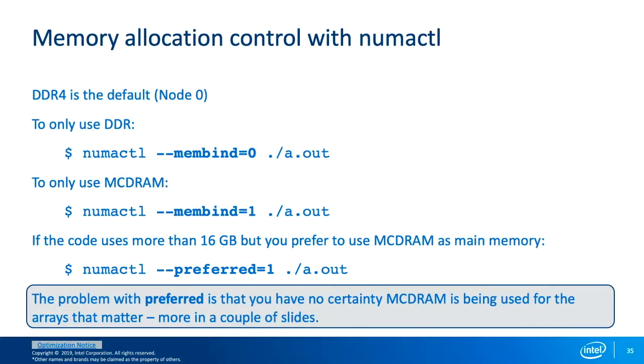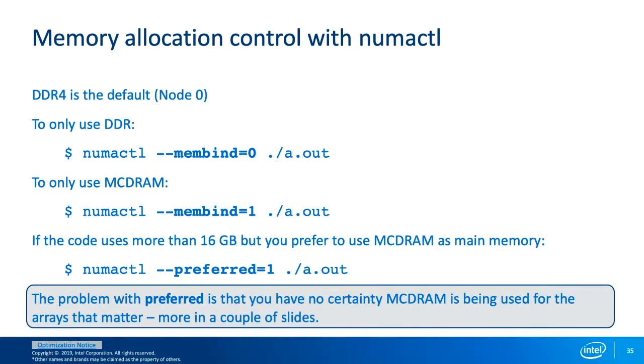And in some cases, that actually makes sense. You have a code that is very latency sensitive rather than bandwidth sensitive. This could be a benefit. If you use only MCDRAM because you know you fit inside the 16 gigs and you're not going to have any problems, you can say membind equals 1. The problem with that is that if you did not fit for some reason.